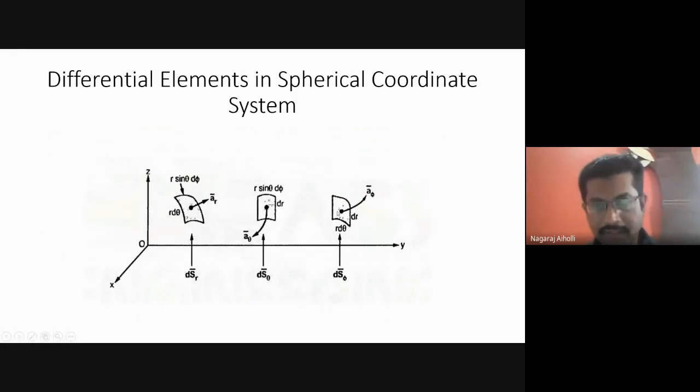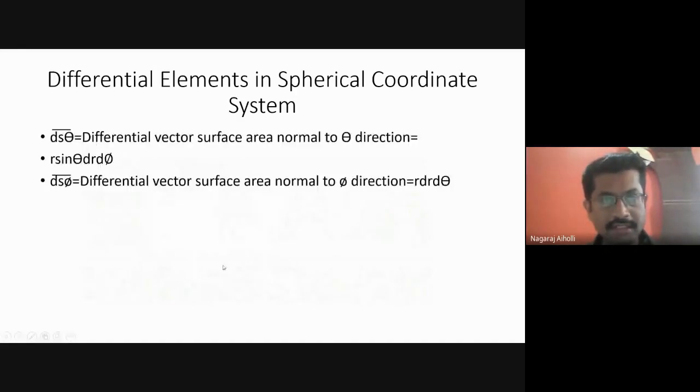The remaining one. The next area that is formed is for the angle a5 bar, the perpendicular one, the unit vector in the direction a5 bar. Therefore, the area formed is ds5 bar. That area I will write as the product of r d theta into dr, that is r dr d theta. That is ds5 bar, the differential vector surface area normal to phi direction, r dr d theta. This is about the differential element surface areas in the spherical coordinate system.